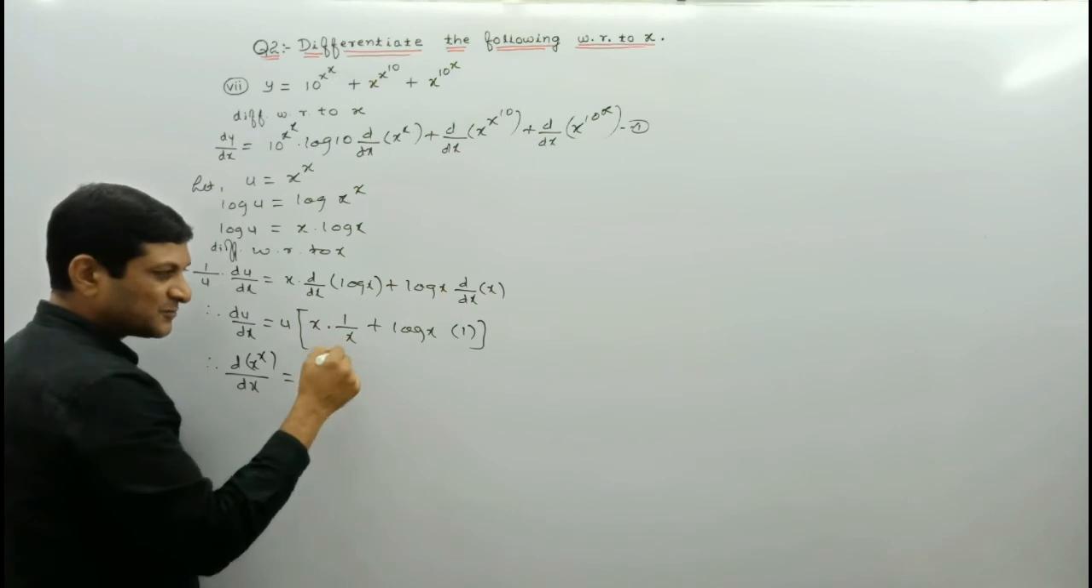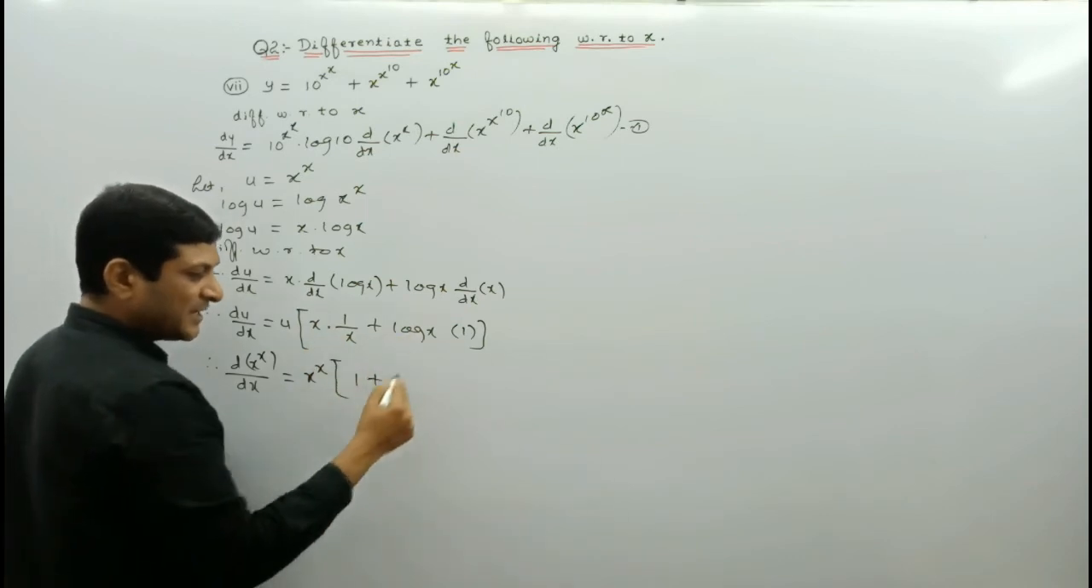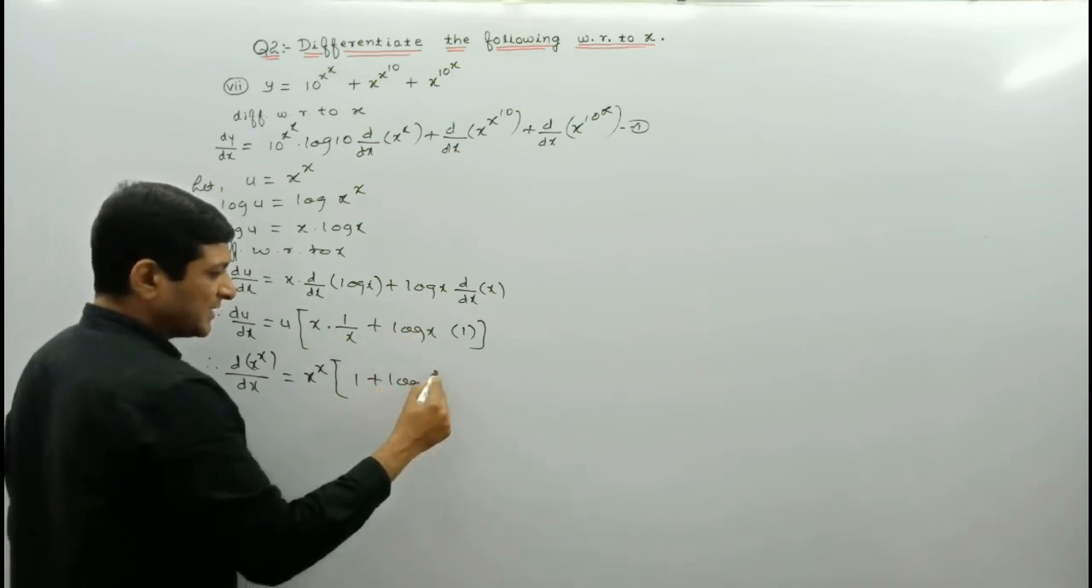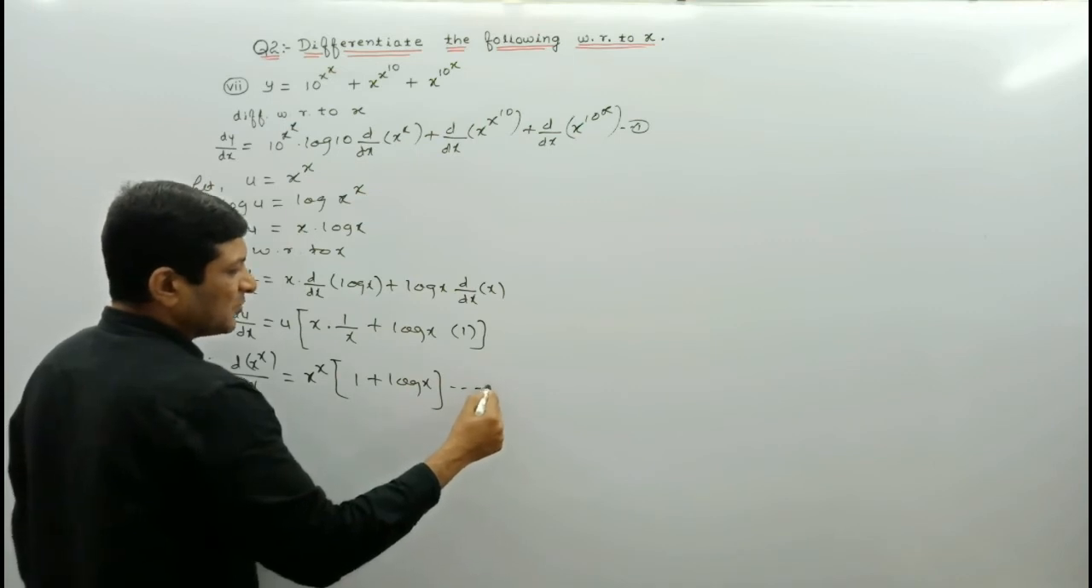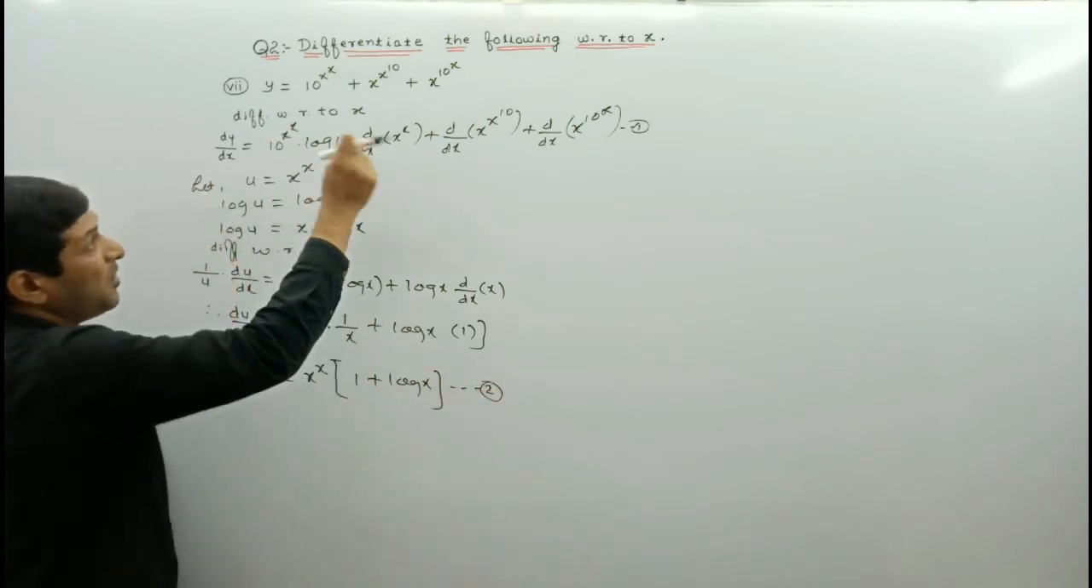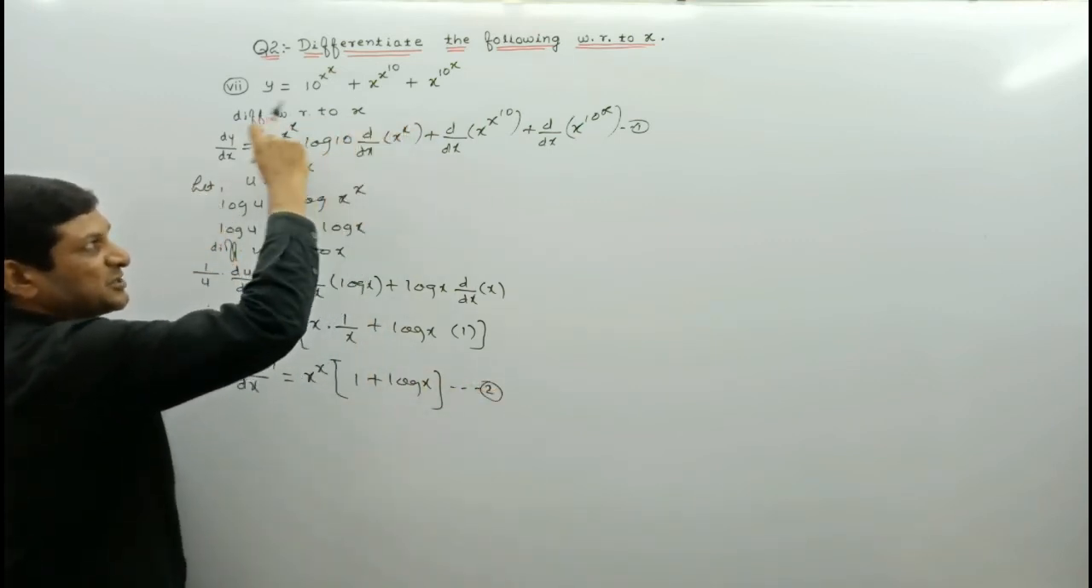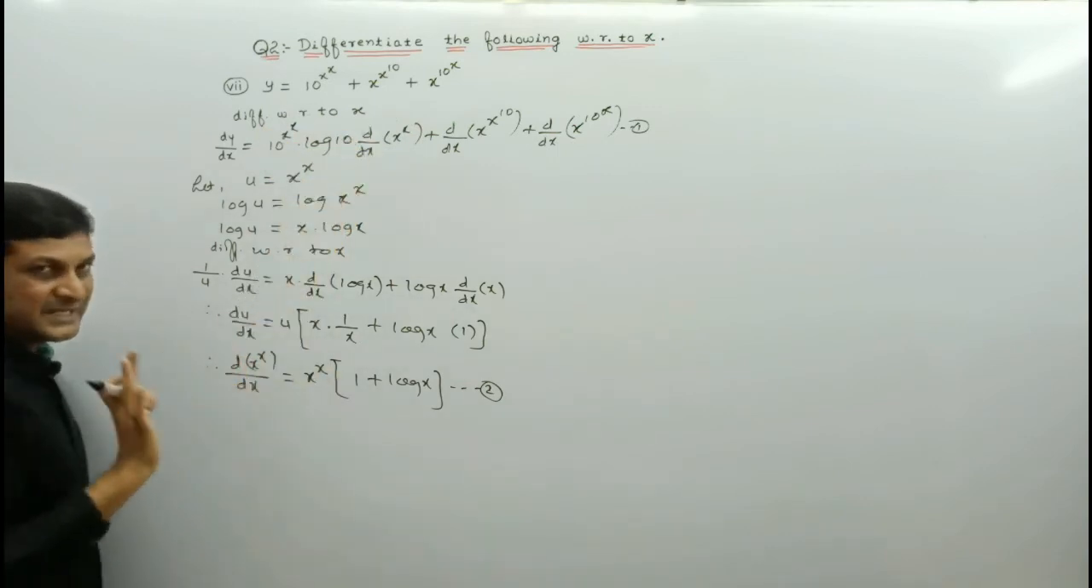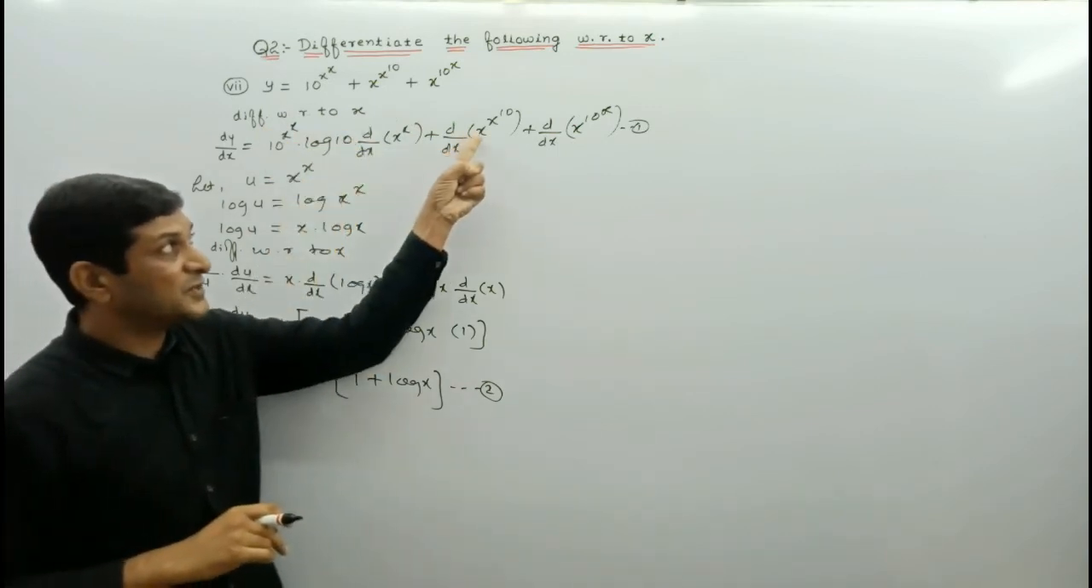Here x and x will get cancelled, we will get 1, and log x into 1 will be equal to what? Log x. In this way we have got the differentiation of x raised to power x, means differentiation of first term is completed here. Now we are finding differentiation of second term.